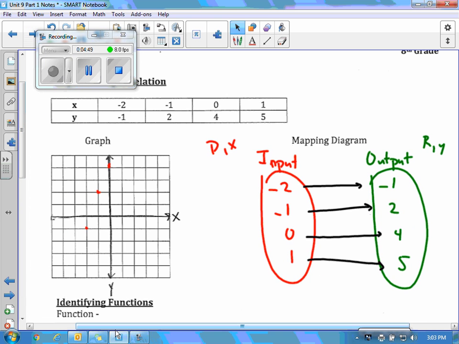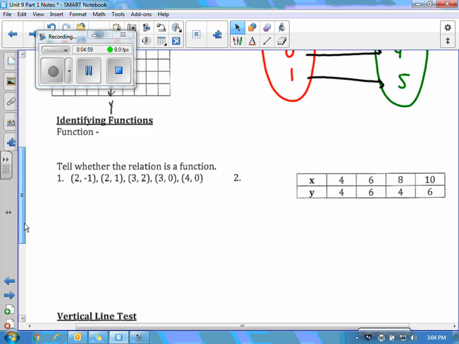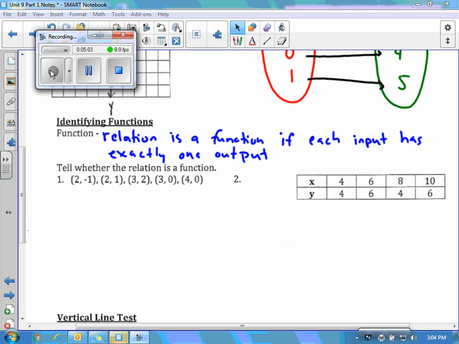So we can look at a relation with a table. We can look at it with a graph or with a mapping diagram. If you look at the next part, it says identifying function. So a function is a specific type of relation. A relation is a function if and only if each input has exactly one output. So each x goes with one y. Another way to say this, and this will make more sense as we go through it, is that you can't have the same x value more than once.